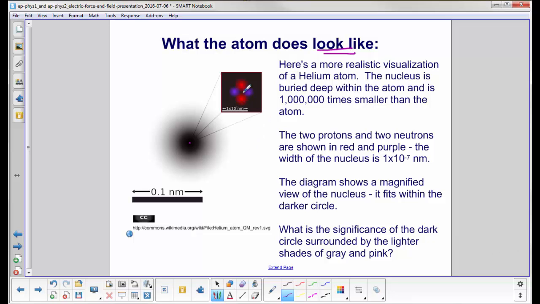So we have a magnified view of the nucleus here, and then we have these dark black colors and gray, then a little lighter, then a little lighter still, so light that you really can't see it out here. What does that mean? Just as a clue, what haven't we talked about? We have neutrons and protons. What are we missing at the moment?